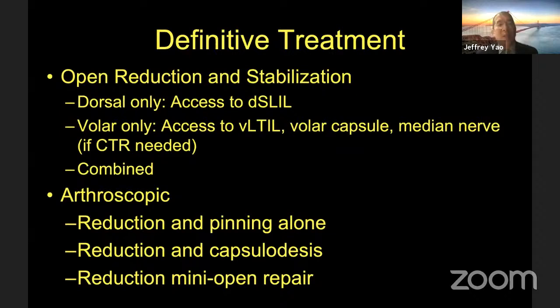Definitive treatment would then be either arthroscopic management or open reduction and stabilization. When we talk about open reduction and stabilization, this could be dorsal only, which allows access to the dorsal scapulolunate ligament, which we know is the most important and strongest part of the ligament. The volar only approach would give access to the volar LTIL, which is the strongest portion, and the volar capsule, and we can decompress the median nerve if needed, or a combined approach of both.